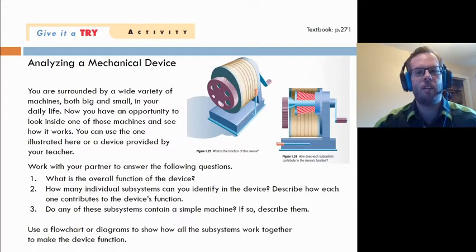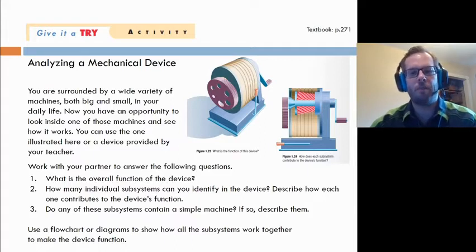With the bicycle, it's a method of transportation. Number two, how many individual subsystems can you identify in the device? And then describe how each one contributes to the device's function. So we could talk about the bicycle here. I would say, let's say the handlebars. The handlebars' simple machine is a wheel and axle, and the function of that is to change the direction that the bike is heading.